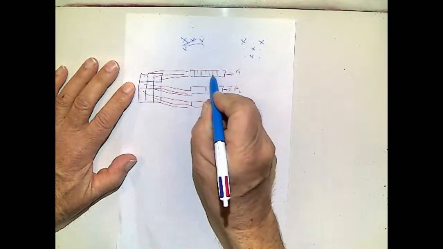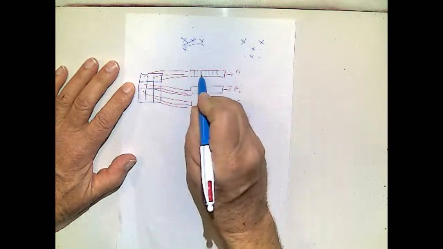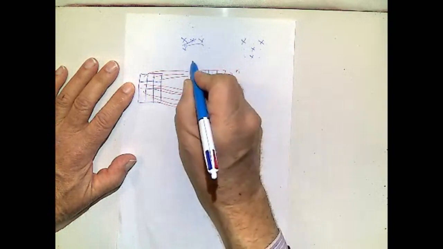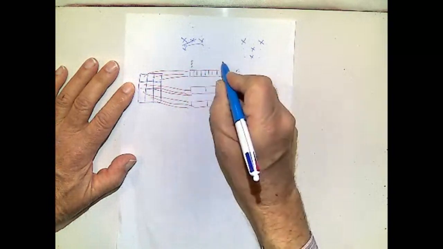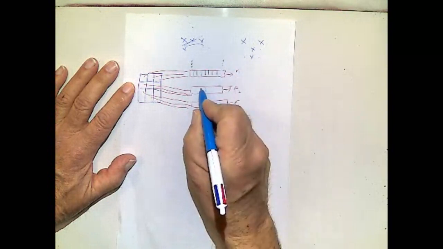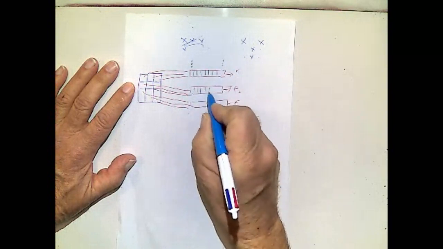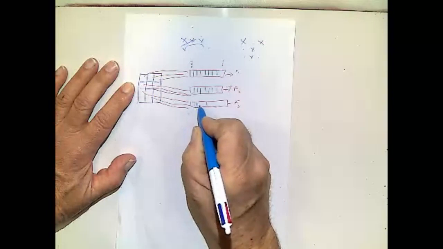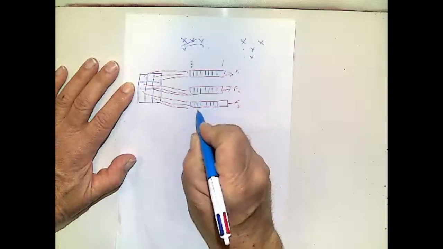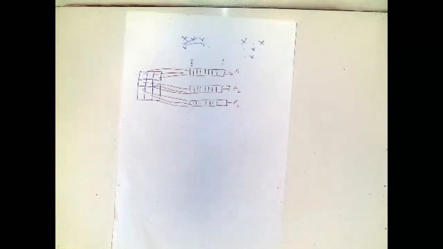One, 2, 3, 4, 5, 6, 7. Is it right? 1, 2, 3, 4, 5, 6, 7, 8. Yes. Going from addresses 0, 0, 0 to 1, 1, 1. Same for the others. I won't put the contents in, but initially they are set to 0. All the F's would be F equals 0.